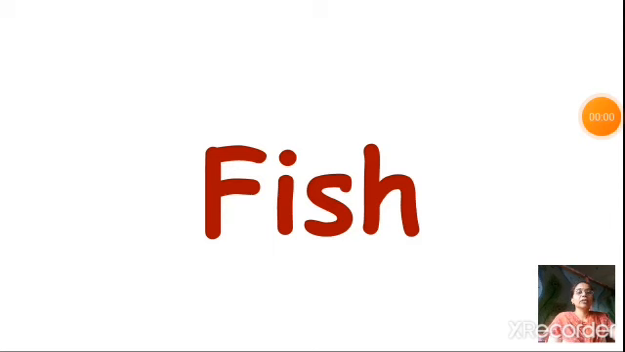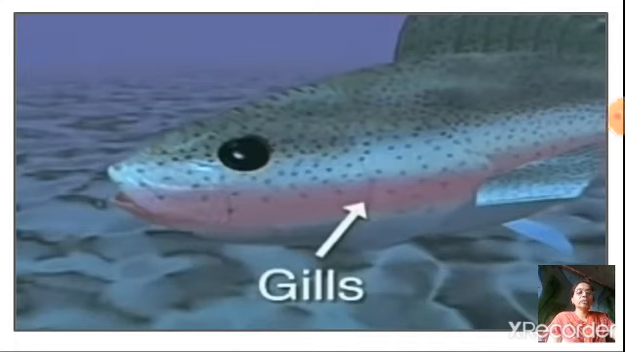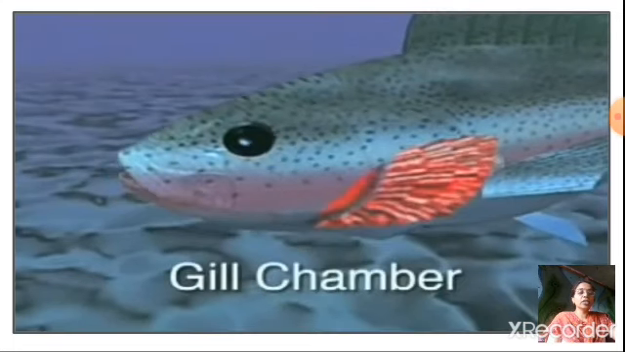Let's learn breathing in fish. Unlike land animals, fish get their oxygen from water. Instead of using lungs, fish breathe using organs called gills. Most fish have 4 pairs of gills enclosed in a gill chamber on each side of the head.